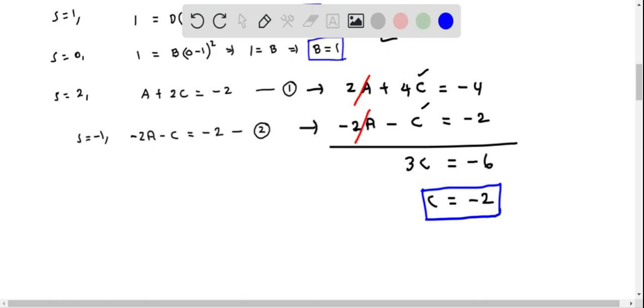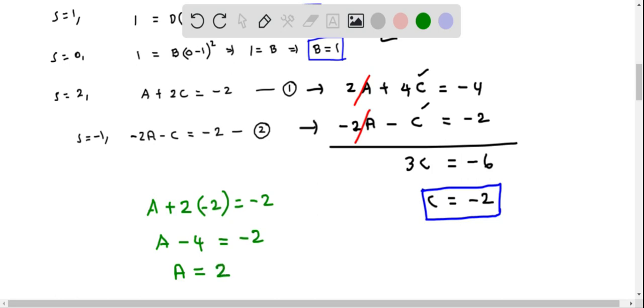This means we can now find the value of a by substituting either in equation 1 or equation 2. I'm going to substitute in equation 1 to determine the value of a. So a plus 2 times c, where c is negative 2, equals negative 2. So I have a minus 4, and this equals negative 2. So I add 4 on both sides, so it becomes a equals 4 minus 2. This is 2. So we found the value of a equals 2.